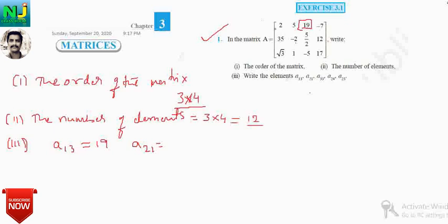A21 is equal to, A21 means second row, first column. This is 35, the A21 element. Next, A33 is equal to how much? Third row, third column: 1, 2, 3. This is the third row, third column coinciding element. It is equal to minus 5.